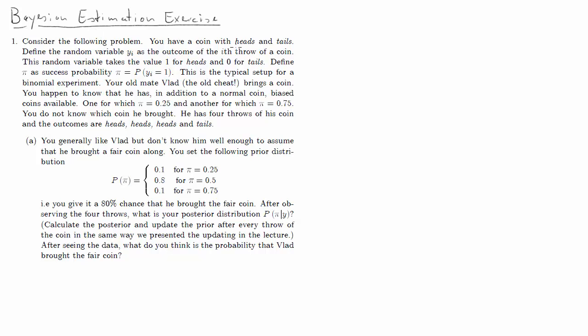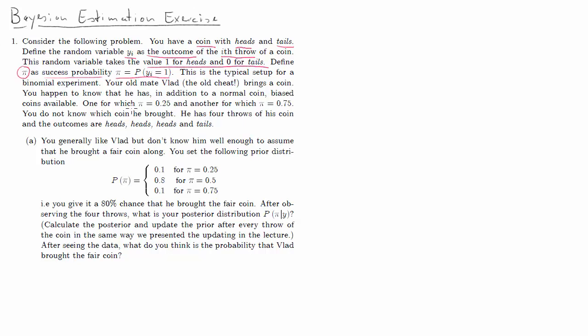So this is a question in which you have to perform Bayesian inference. Imagine a coin with outcomes heads and tails, and we denote yi as the outcome of the ith throw, and we'll take a value of 1 for heads and 0 for tails. And the important parameter we are looking at is pi, which is the probability to have a head.